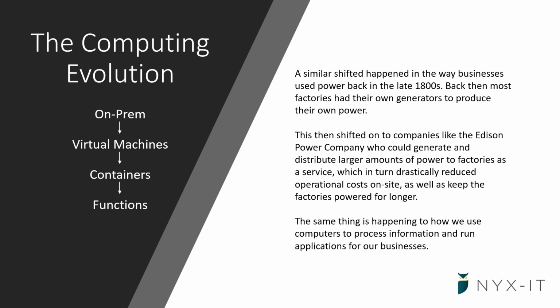This then shifted to companies like the Edison Power Company, who could then generate and distribute larger amounts of power to factories as a service, which in turn drastically reduced the operational costs on-site for the factories, as well as keep the factories powered for longer. The same thing is happening for how we use computers to process information and run applications for our businesses today. And this is called cloud computing.